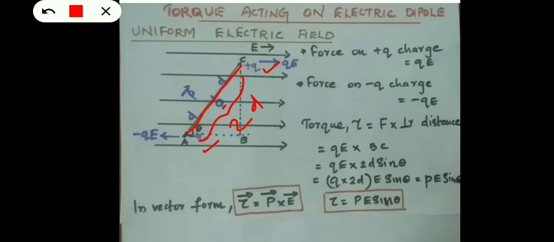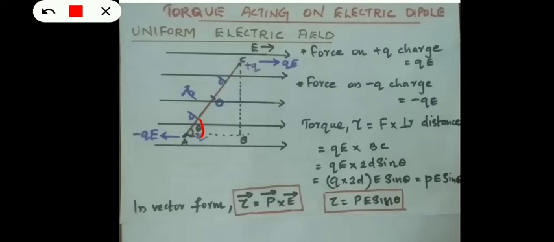And p represents the dipole moment. This dipole moment points from negative charge to positive charge. That means this is the direction of the dipole moment. So this dipole moment is making an angle theta with the electric field, isn't it? So here you can see the angle theta. The direction of the dipole moment makes an angle theta with the electric field.